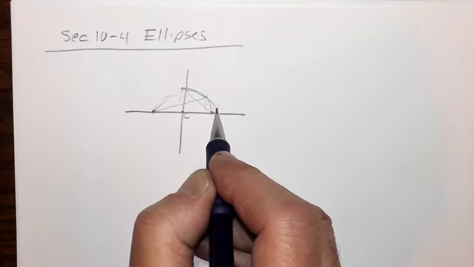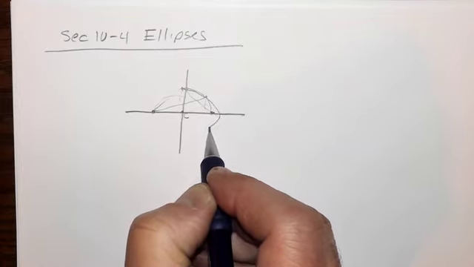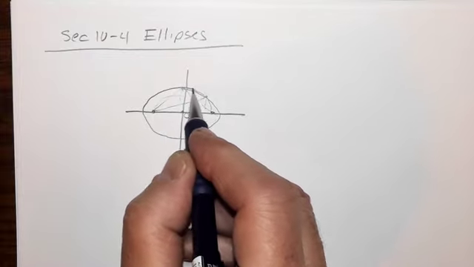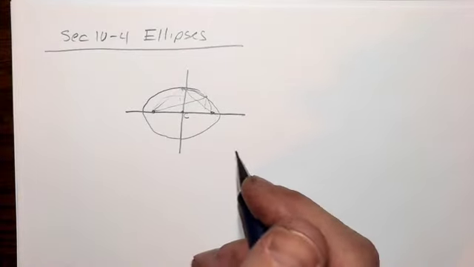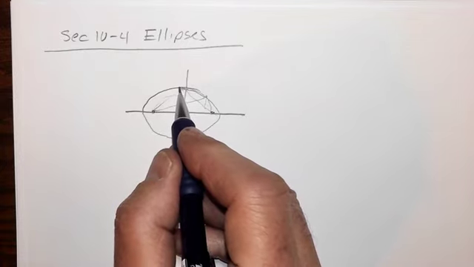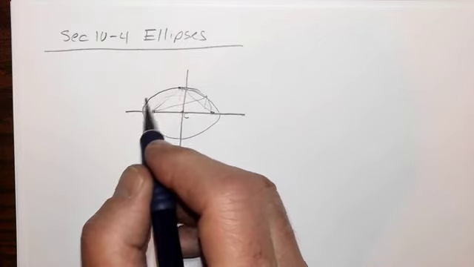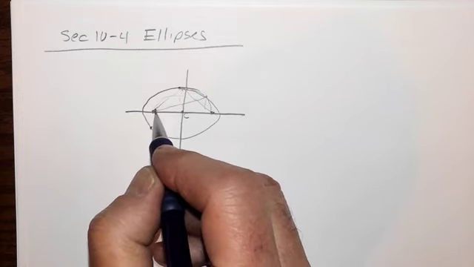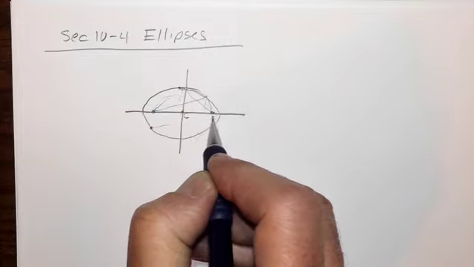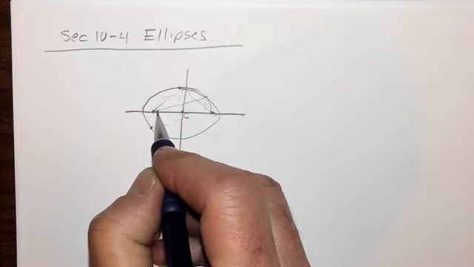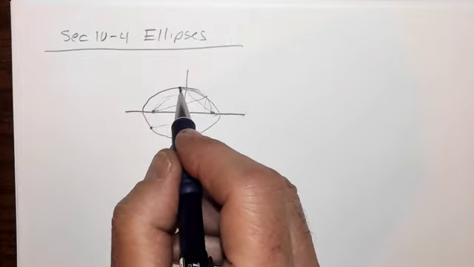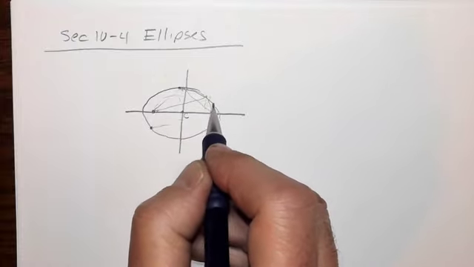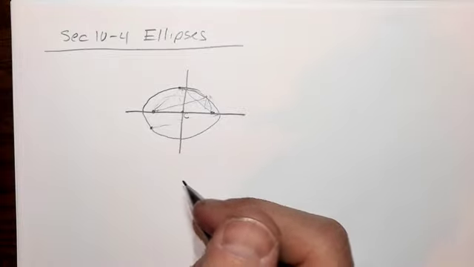And I keep going around, and what it does is it creates a thing that looks like this. And that's called an ellipse. Any single point that I have on this ellipse, if I were to add together the distance to this focus point and to this focus point, that total distance is the same for any point on that ellipse.